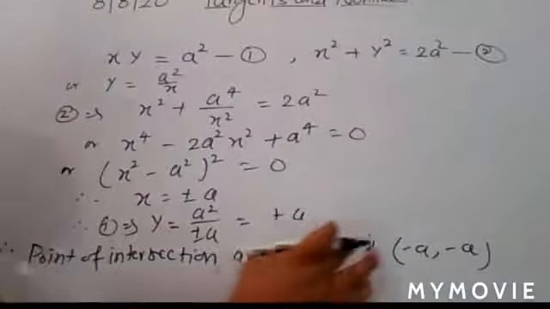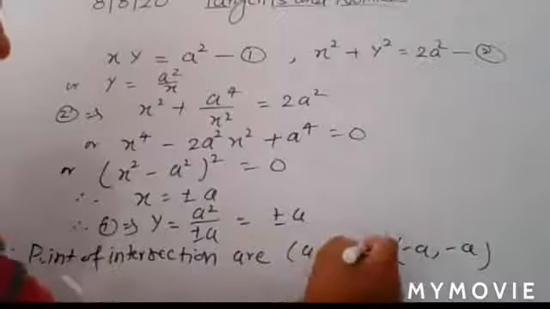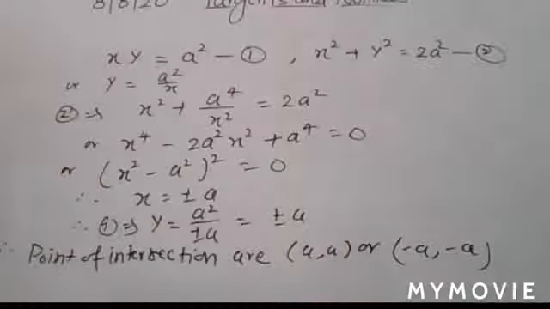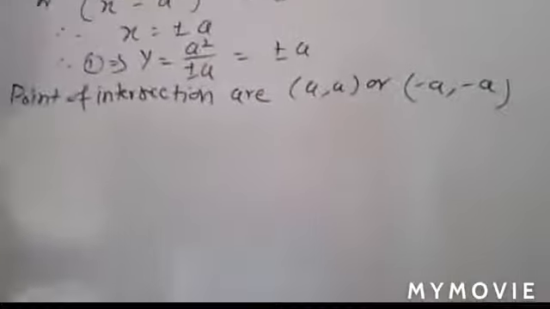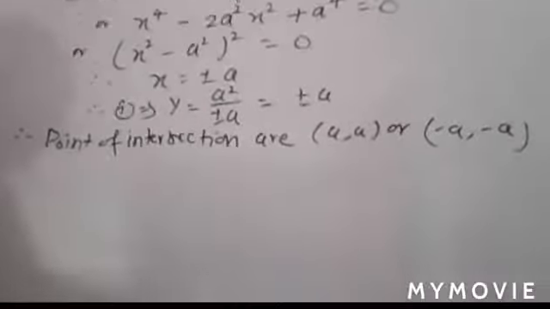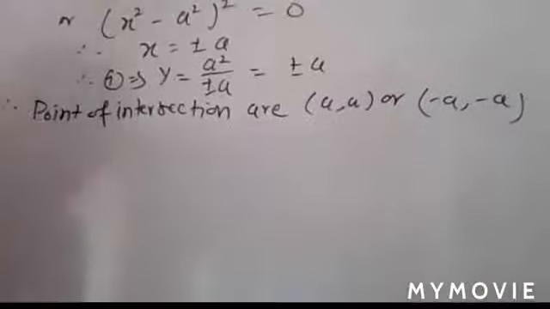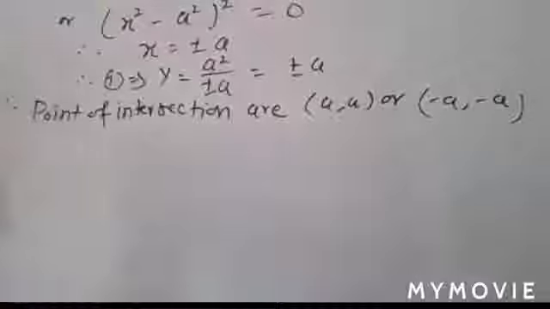Here you write a or minus a. Understand? So in this way, you have your point of intersection. Now you have to apply the same method. Find the derivative of the first curve and the second curve at the given point. If their values are equal, then it proves that the given two curves touch each other.